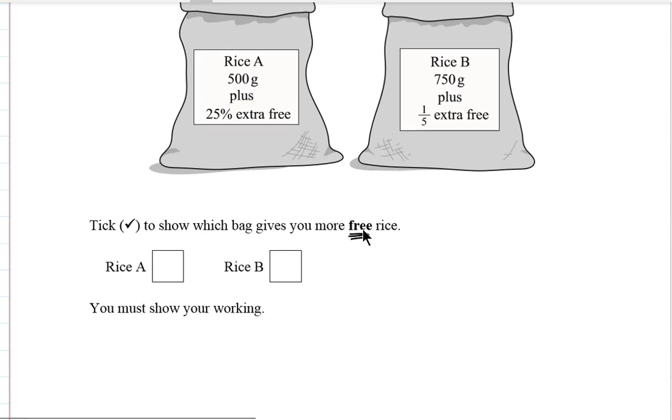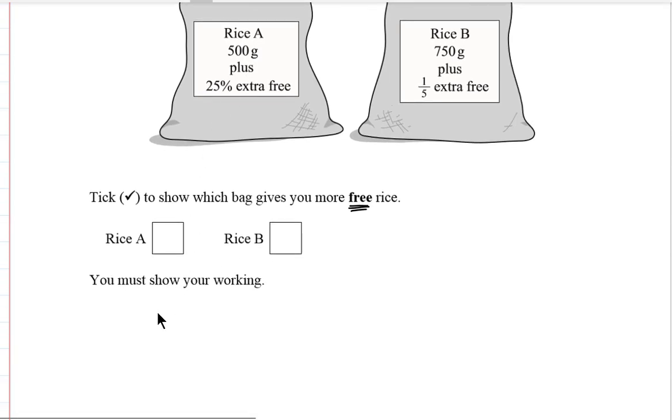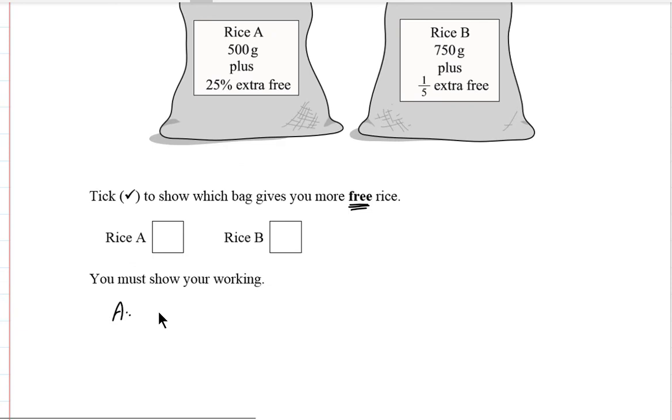Take care that the word free here is written in bold, so we should focus on it and concentrate well, because the question asks about the free quantity only. We don't need to add the free quantity to the original one. We don't need the original one. We want to compare only the free quantity. So for rice A, 25%, which means 25 over 100 times 500, to get 25 times 5, which is 125 grams.